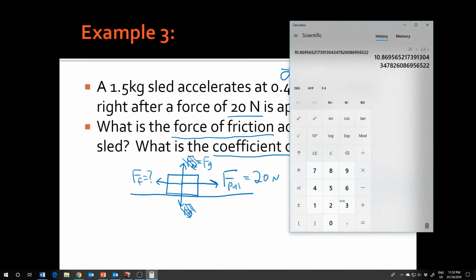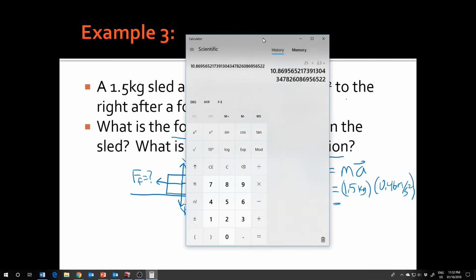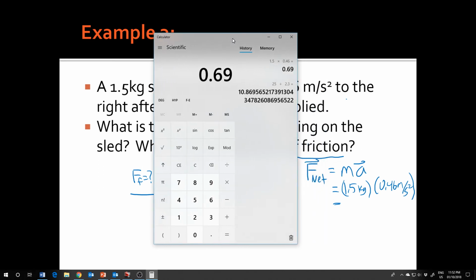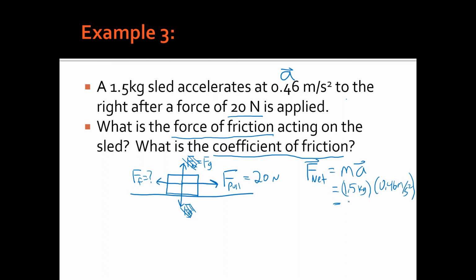Let's do that. Calculate. Oops, I can't see what I'm doing. All right, so 1.5 times 0.46. So this gives me an unbalanced force of 0.69 newtons.